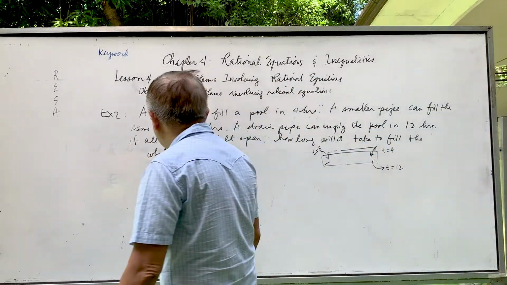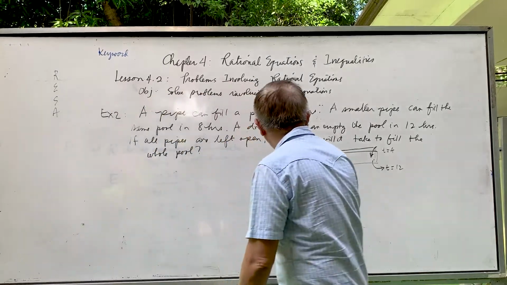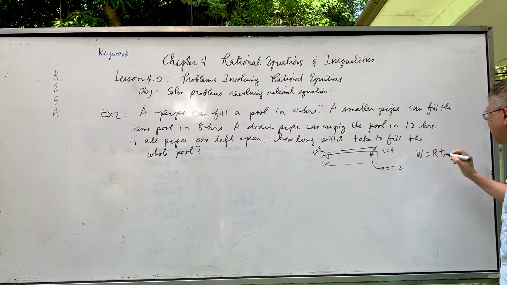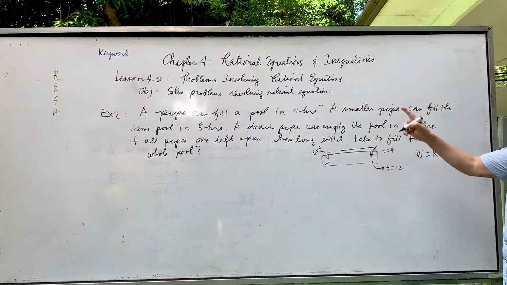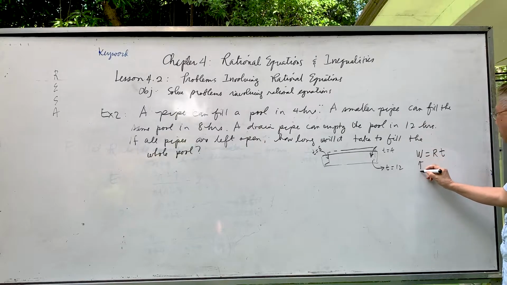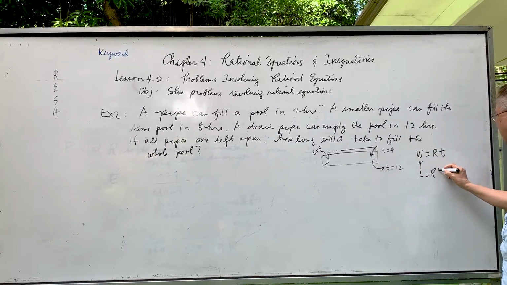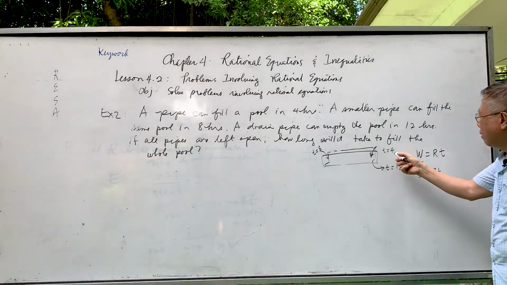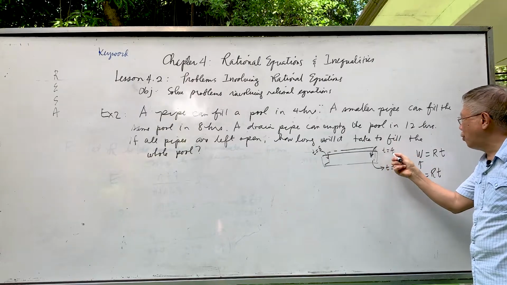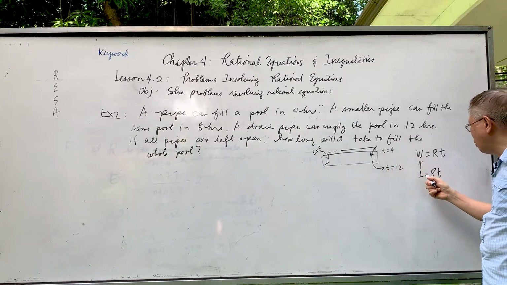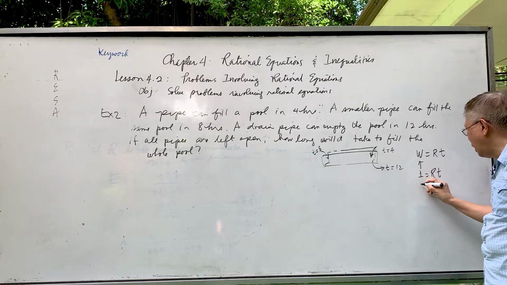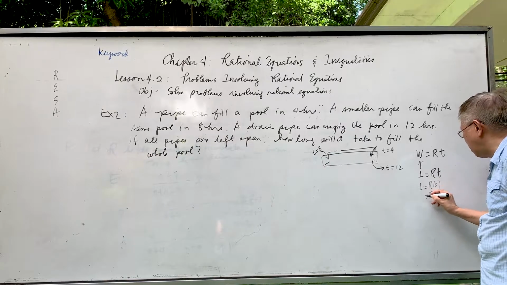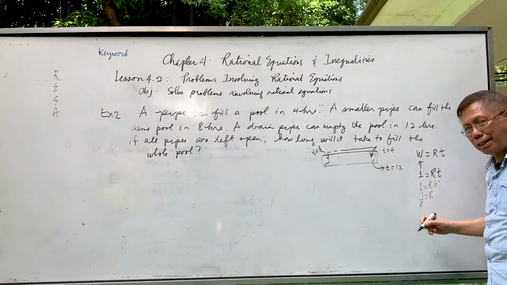If you would recall our work problems, work here is equal to rate times the time. When a job is completed, this one will always be equal to 1. So 1 equals rate times the time. Now, what we have here is, for example, one pipe fills the pool in 4 hours. So the rate of the first pipe will be 1 equals rate times 4, or that will be R equals 1 over 4. It's something like that. Okay?